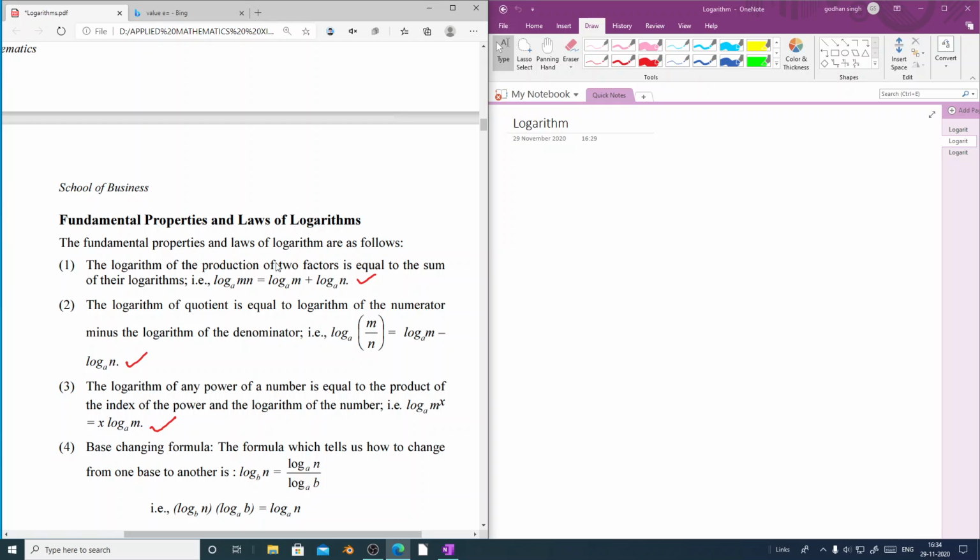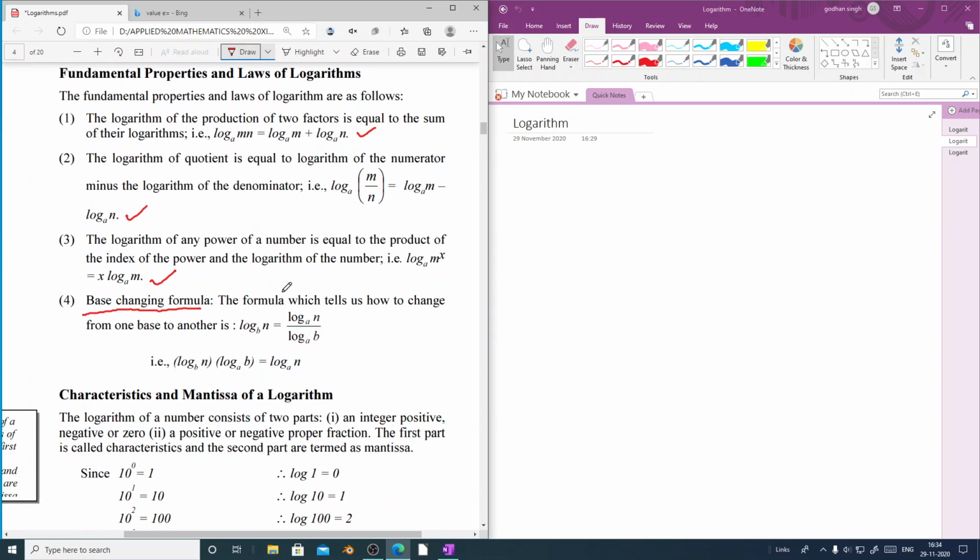The fourth one is known as the base changing formula. It's a very important one. Log n with base b: we can change base b to any other base which we wish. Suppose we want to change the base to a, then we can write it as log n with base a over log b with base a. If we want to put c as the base, we write log n with base c over log b with base c. So these are very, very important laws of logarithms.